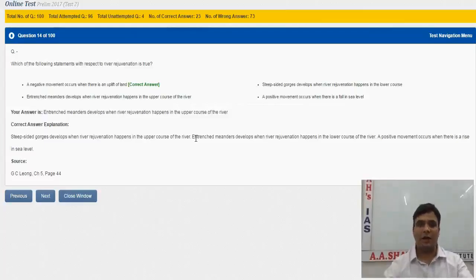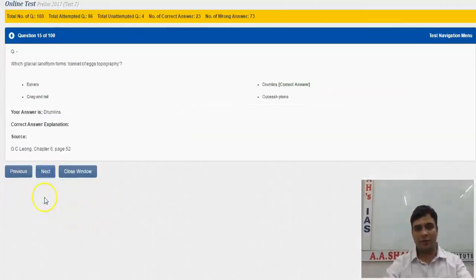So again, I am stressing again, go back to your NCERTs, revise your NCERTs and revisit your NCERTs as much as possible, guys. So which glacial landform forms basket of eggs topography? It's drumlins, obviously, and it's found in the European countryside. It's given in Goh Cheng Leong on page number 52, chapter number 6.